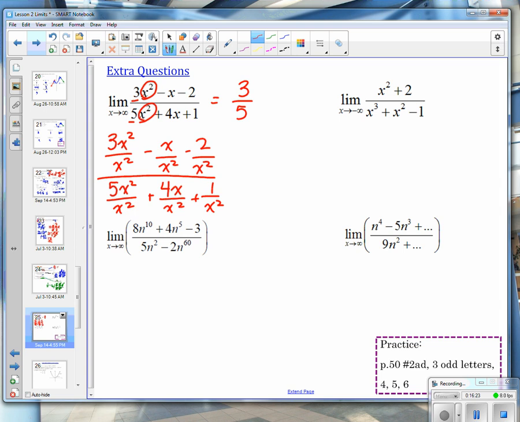And any time that you have a variable left over in your denominator, that's going to be equal to 0. So these are going to be gone. This is going to be 0. This is going to be 0. This is going to be 0. And that's going to be 0. So you're just left again with your 3 over 5, no matter what method you choose to use.